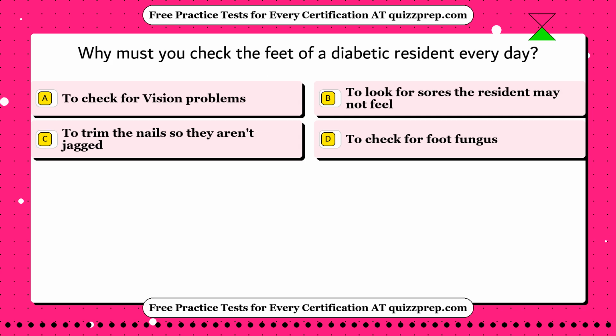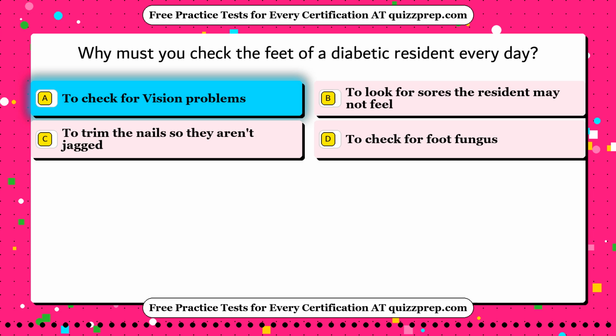Question 148. Why must you check the feet of a diabetic resident every day? Option A, to check for vision problems. Option B, to look for sores the resident may not feel. Option C, to trim the nails so they aren't jagged. Option D, to check for foot fungus.